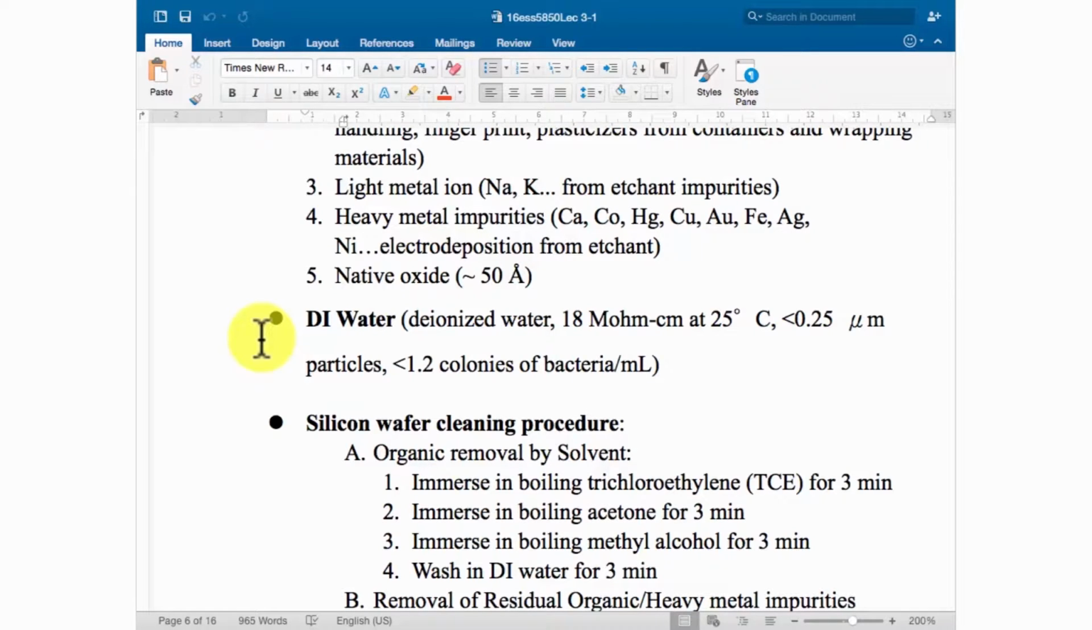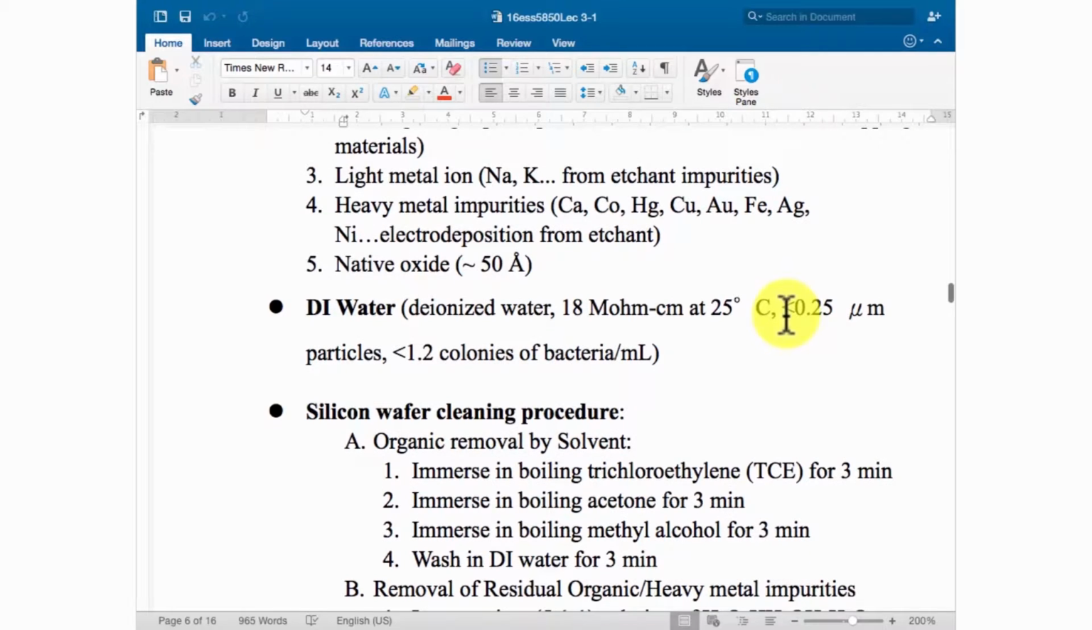Deionized water means we take the ions out of the water, so the conductivity becomes very, very low. When you measure it, the resistivity is around 18 megaohm, so it's highly non-conductive, high purity water, without many particles inside, and also no bacteria. Bacteria are also sometimes contaminants.